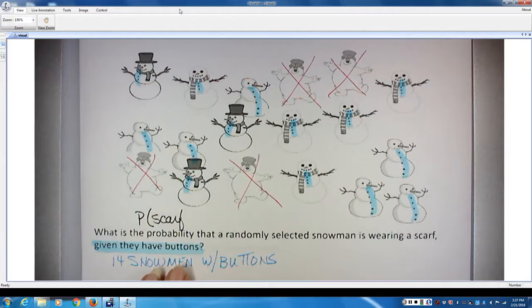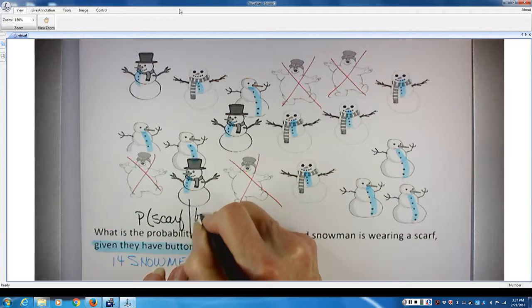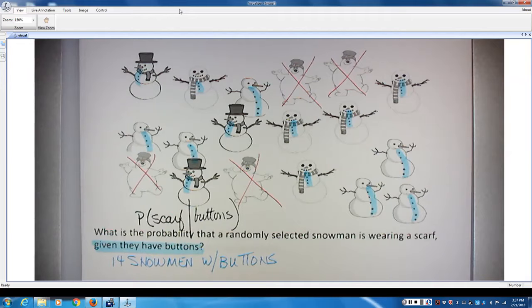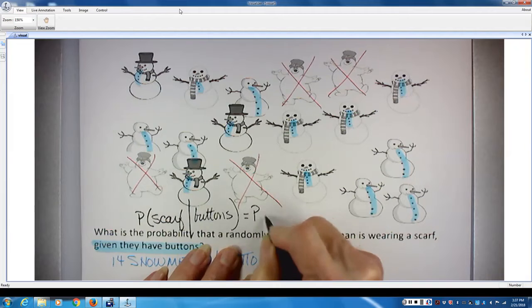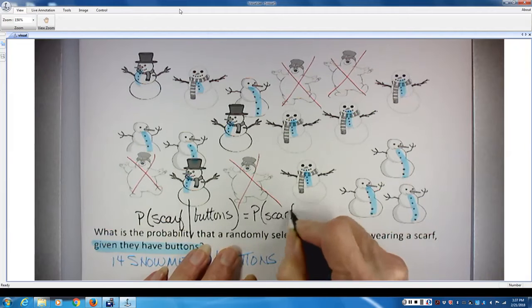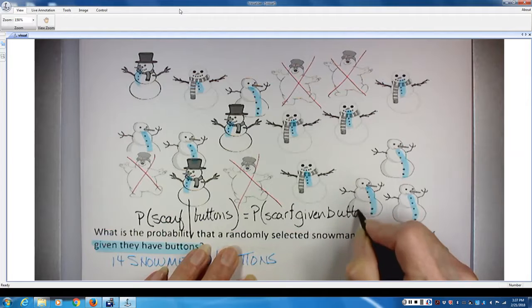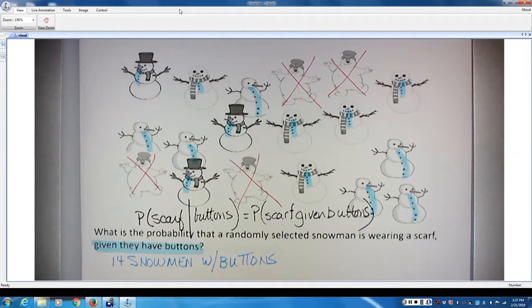Now, the notation in the book looks like this. That line is read, given that. Okay? If you don't want to write that line, and it's okay with me if you don't, you can write probability scarf given buttons. I like words fine. I understand words. So now I need to count for all those snowmen that have buttons, which one of them have a scarf.